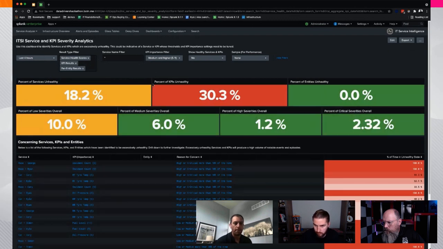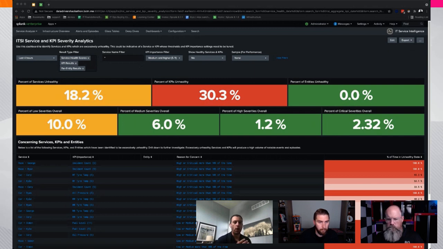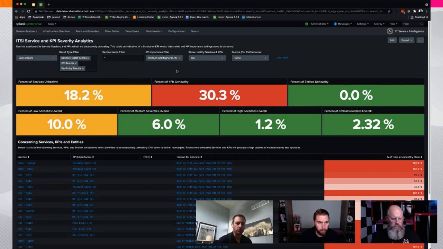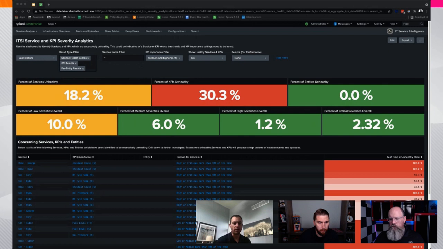Perfect. So what this dashboard is doing is looking at how the services and the KPIs have behaved from a thresholding perspective over the course of the last 4 hours. And it's trying to surface potentially concerning configurations, based on whether a KPI has been too high or too critical too often. One of the things I would recommend is we don't want to try to tune all of the thresholds in the environment at one time. We want to scope our analysis down.